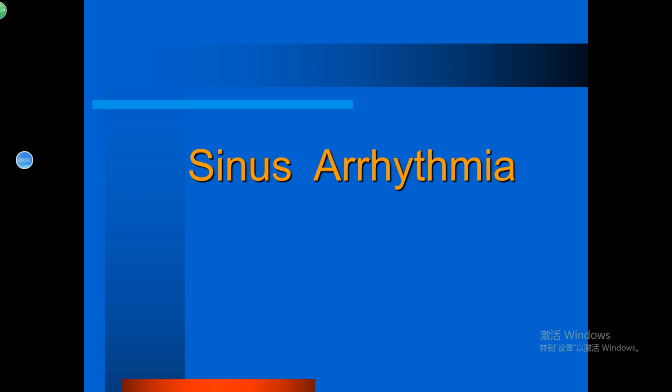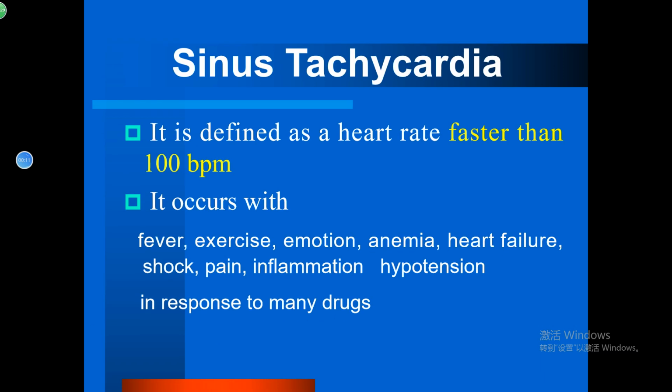Okay, today's lesson is sinus arrhythmia, including sinus tachycardia and sinus bradycardia. That means there is abnormal arrhythmia which comes from the sinus node. So we call it a sinus arrhythmia.